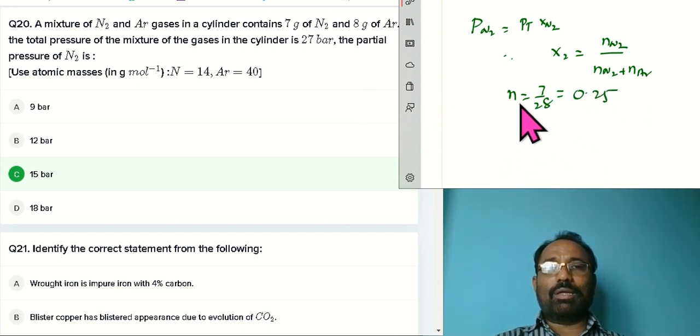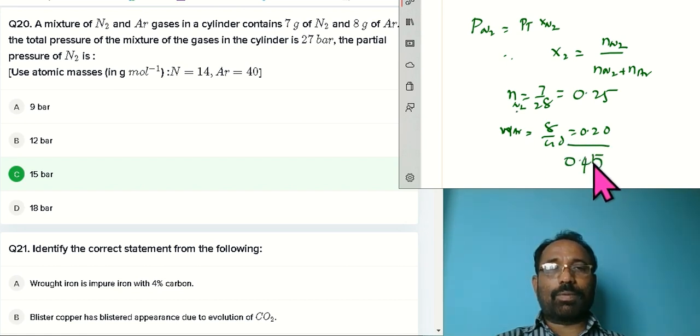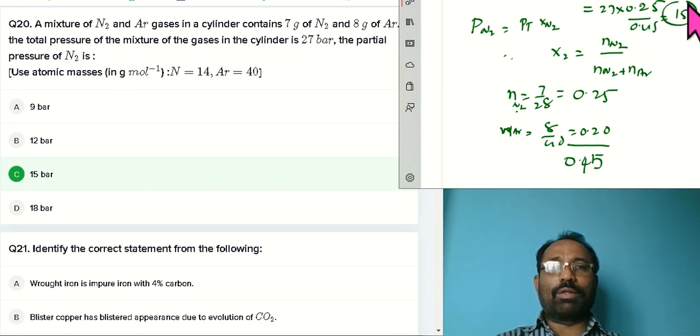Similarly, n argon equals 8 by 40, which equals 0.20. The total is 0.45. Therefore, the partial pressure of nitrogen equals 27 into 0.25 by 0.45. After simplification, you get 15. Therefore, the right answer is C. Thank you. In the next session, I am going to explain 10 more.